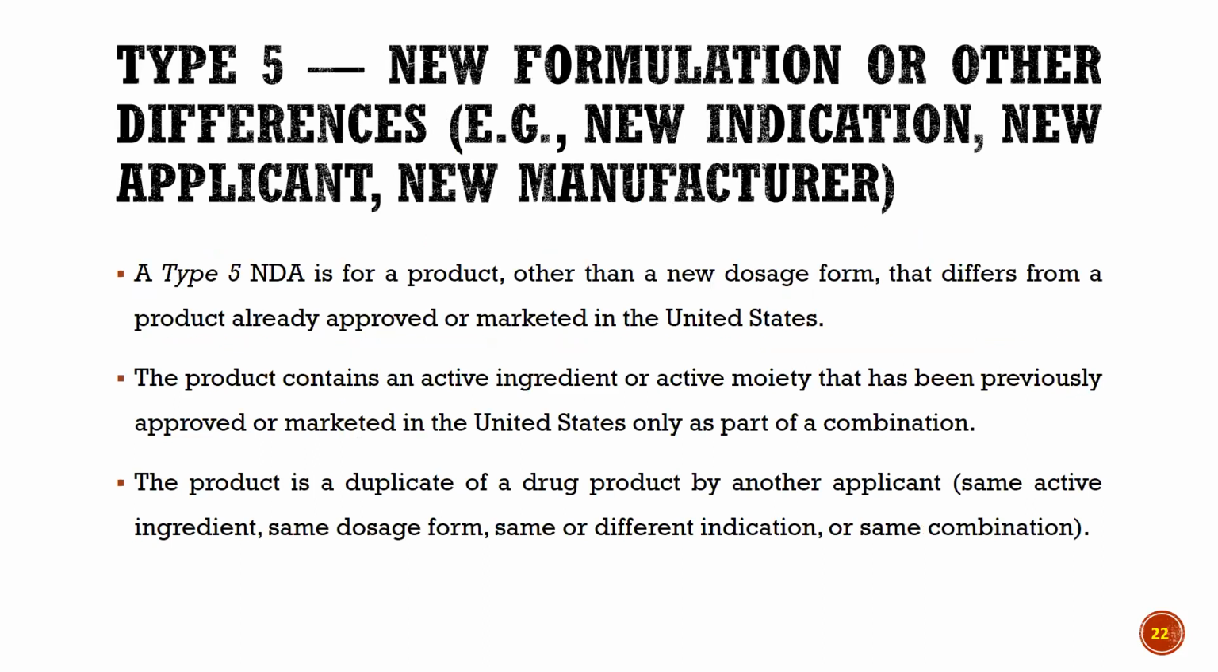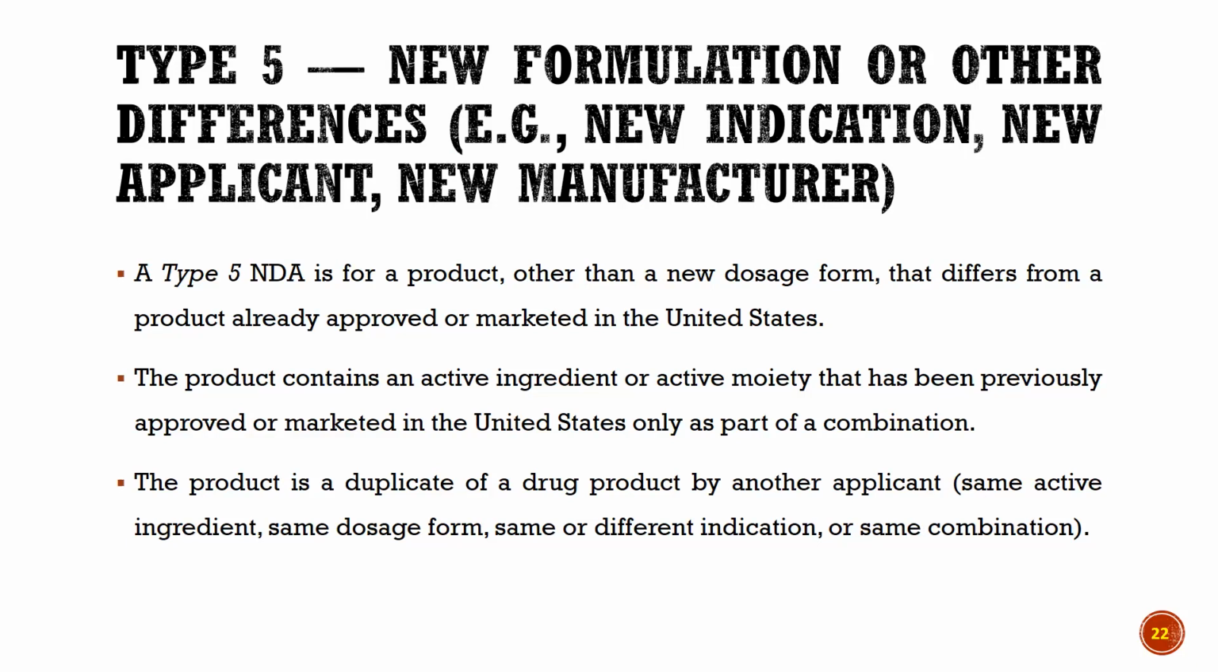Coming to type 5, which is a new formulation or other differences, for example, new indication, new applicant, or new manufacturers. A type 5 NDA is for a product, other than a new dosage form, that differs from the product already approved or marketed in the US. The product contains an active ingredient or active moiety that has been previously approved or marketed in the US only as a part of a combination. The product is a duplicate of a drug product by another applicant, with the same active ingredient, same dosage form, and same or different indication or same combination.